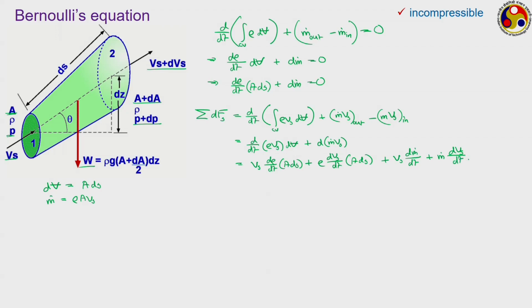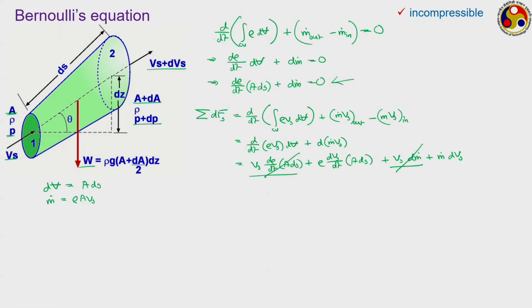Now, if we compare this with the mass conservation equation, that is this particular form, you can see this particular term and this particular term actually cancel each other. So, we remove them, with two terms remaining.